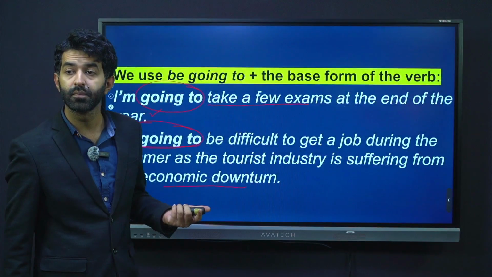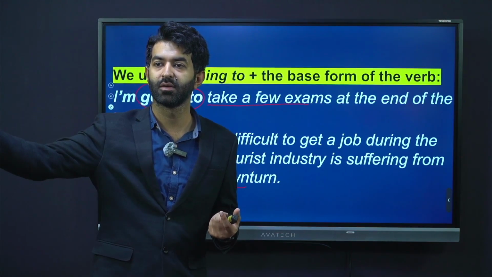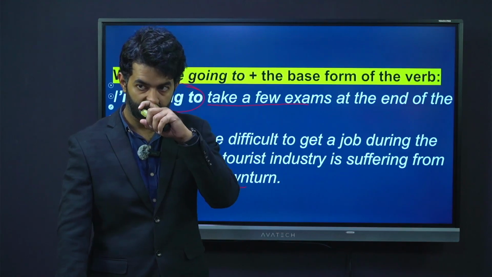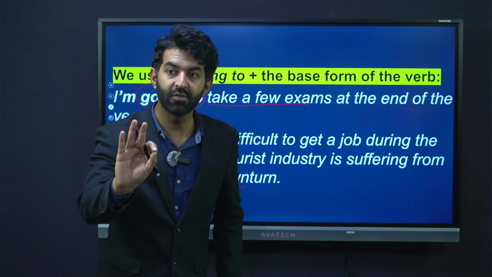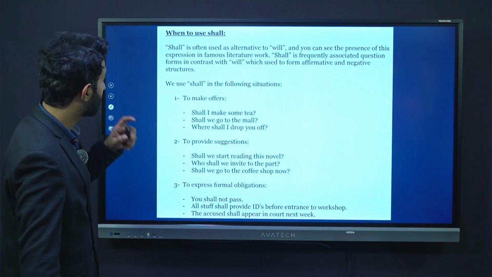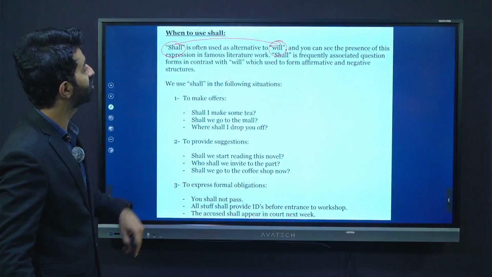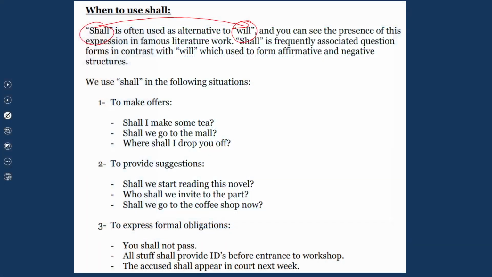जी? I will be, लेकिन वो फिर continuous, I will be going. Alright? जी, only will या going to. ठीक है? Now, shall is often used as an alternative. Replacement में use होता है will के, and you can see the presence of this expression in famous literature work as well. Shall is frequently associated with question forms in contrast with will, which is used to form affirmative and negative structures.